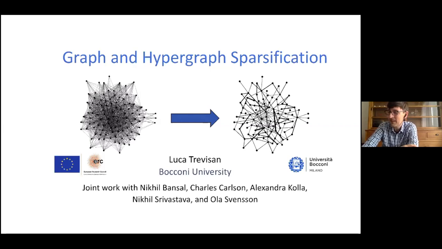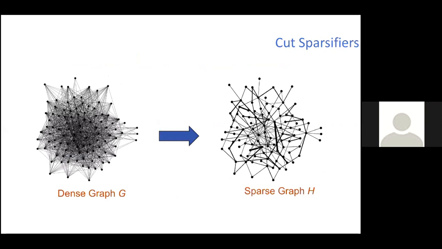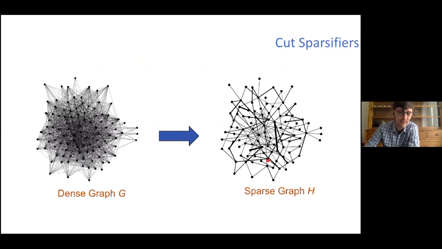So the general setup is that given a graph G that is useful to think of as a relatively dense graph, we would like to construct another graph over the same set of vertices but with much fewer edges, such that this much sparser graph H, even though it is a simpler graph with much fewer edges, is a good approximation of the original one.